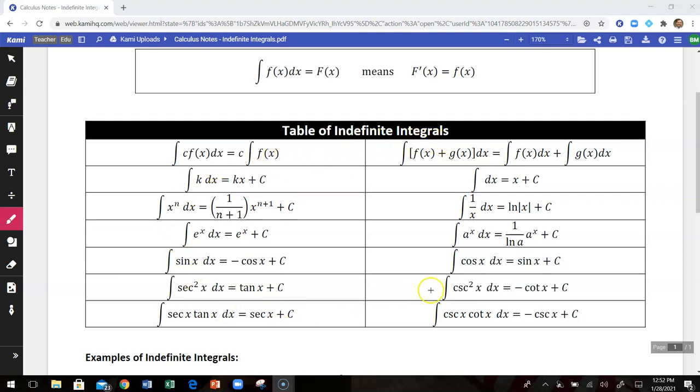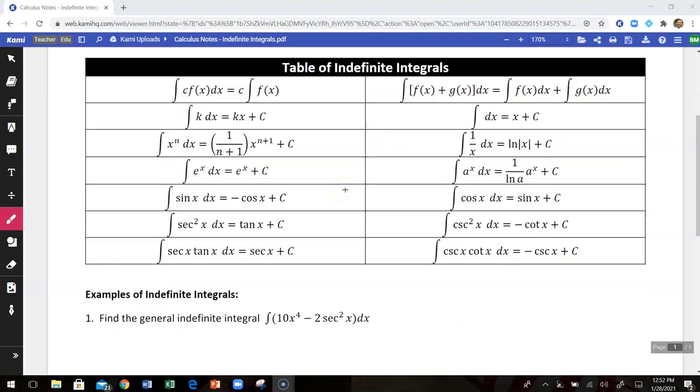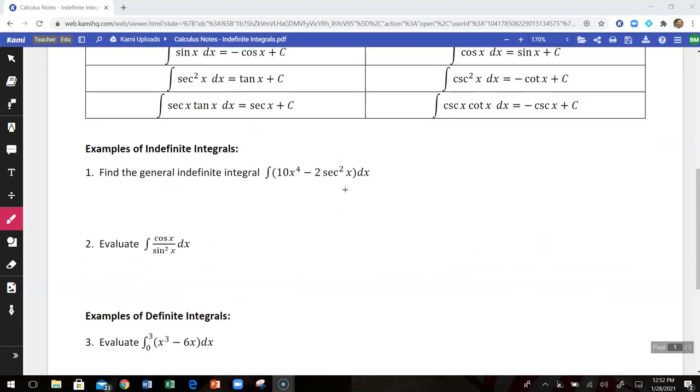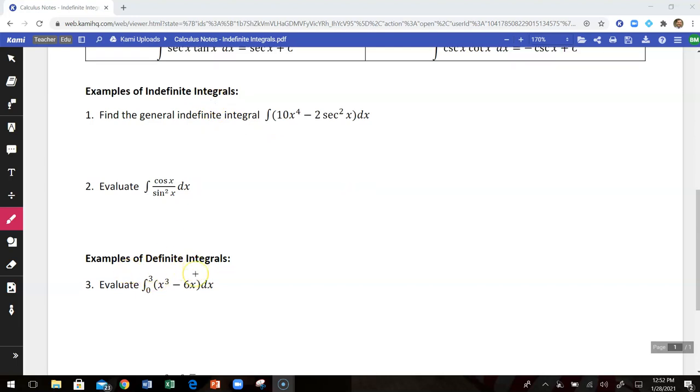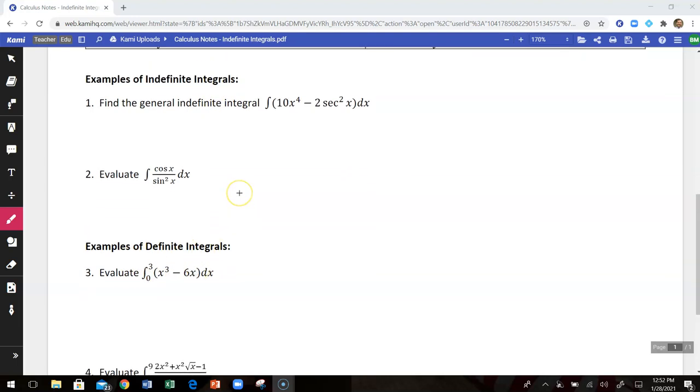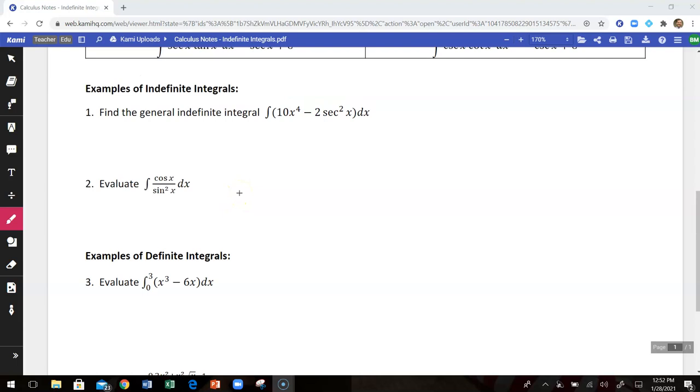You can look through this table on your own, but basically it's saying that no matter what the function is, when I'm doing an indefinite integral, I'm just going to find the antiderivative and make sure to put plus c when we do that. We've got a couple of examples of indefinite integrals and then a couple of examples of definite integrals just to show you the difference between the two. The first step for each is essentially the same. Once I simplify the inside of the integral, it's to just take the antiderivative.